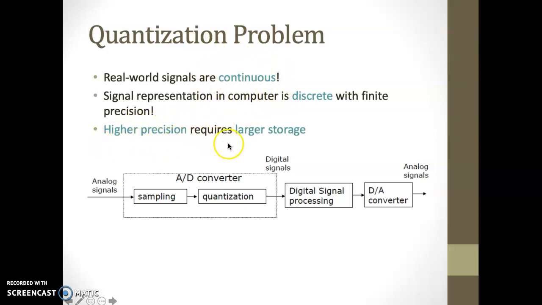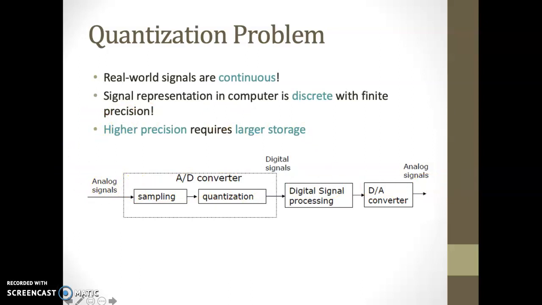Higher precision requires large storage. If you want your image to remain as good as the real one, you have to have a high precision, which means you will need more bits to represent each pixel of the image. If it is high, it will require large storage. Large storage means you will need more space, which is a problem to transmit and also to save your data.